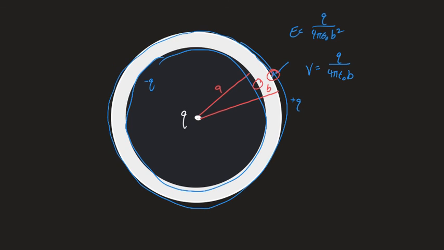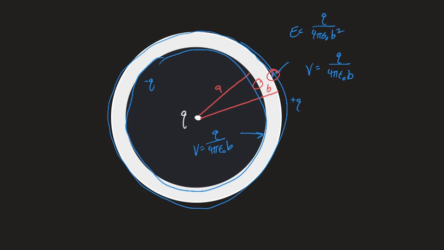So that means the electric potential right here would also be Q over 4 pi epsilon naught times B. The electric potential has to be the same on the inside and the outside of the conductor because there's no electric field inside. And then when you add the electric potential from A away into, does that make sense? Added to what?